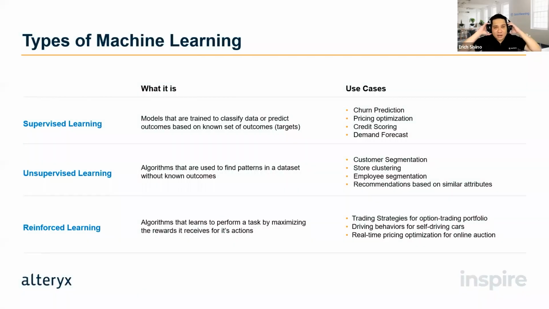And then we can take a look at the different types of machine learning, and I'm going to focus on these three. And again, you can see different ways to organize, to categorize different machine learning models.